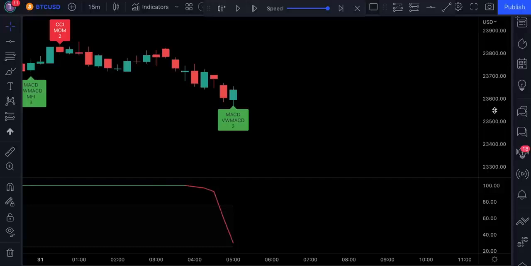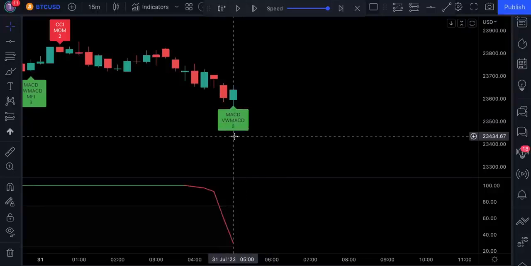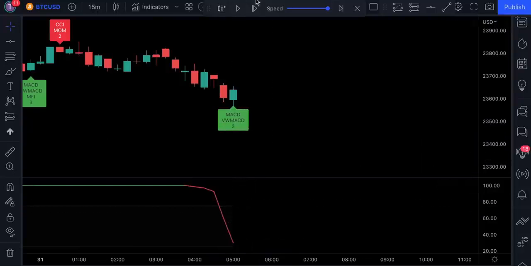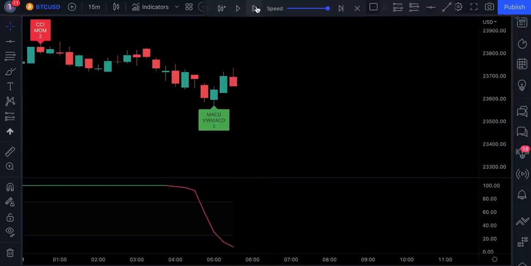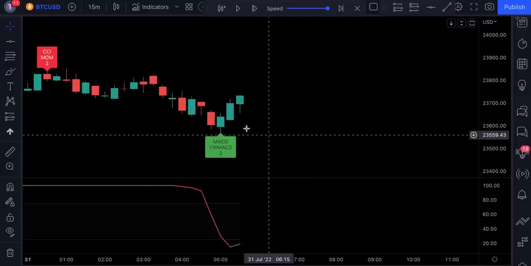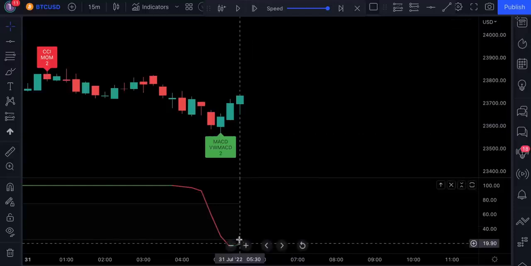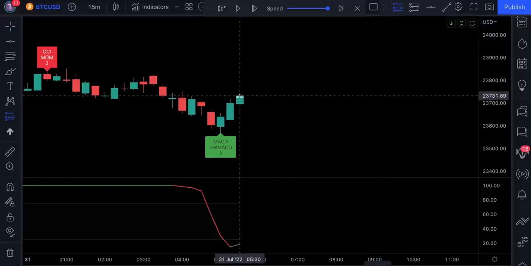Here's another example. So we see the indicator found a positive divergence on 2 indicators, but the STC line is still red. 2 candlesticks later, we have the indicator caught up, and now we can place a buy order.